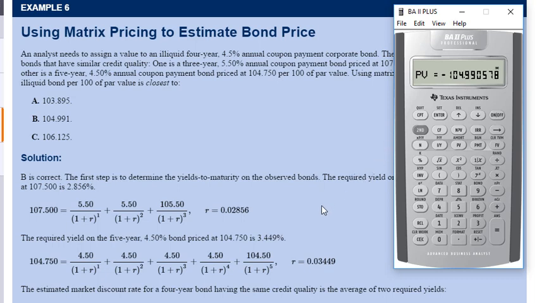So the matrix pricing isn't all that bad. Step 1, calculate the yield of the two bonds. Step 2, average them. Step 3, use that yield to calculate the price or present value based on the information on the illiquid bond that you're given. Okay, and that's it for this LOS. Thank you.